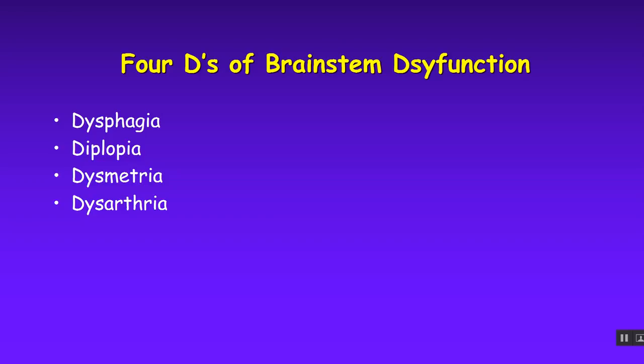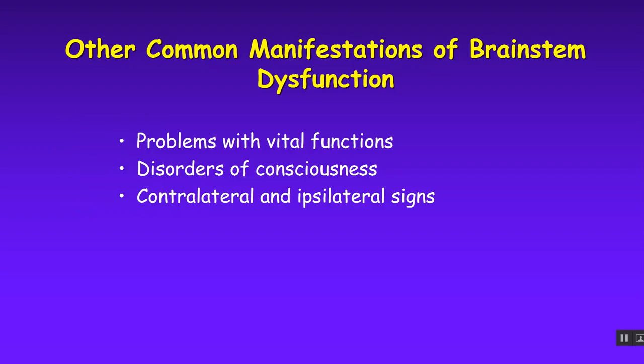Other things you'll often have associated with this are vertigo, nausea. Those are other eye movement disorders or eye problems. But those 4 Ds are just a quick rule of thumb for you when you're looking at a patient and they complain of these. You're going, could it be brainstem dysfunction?